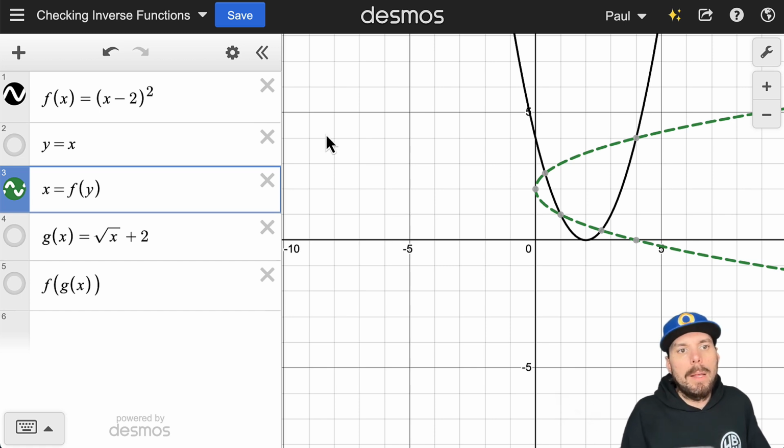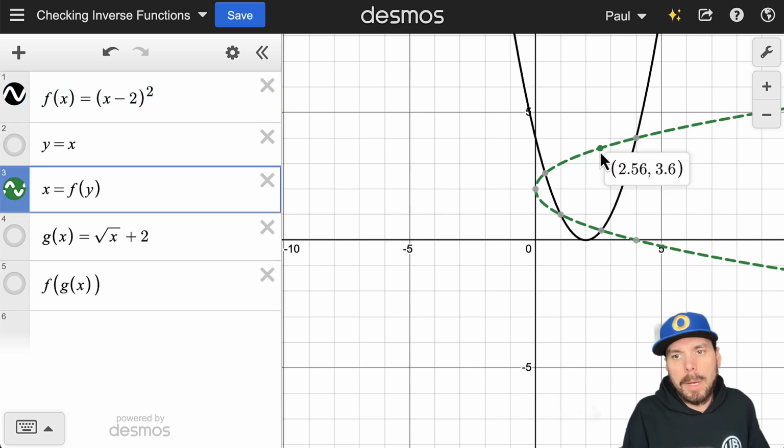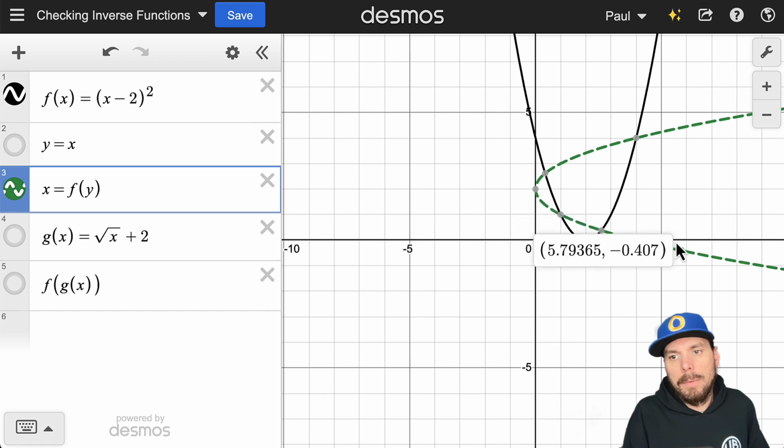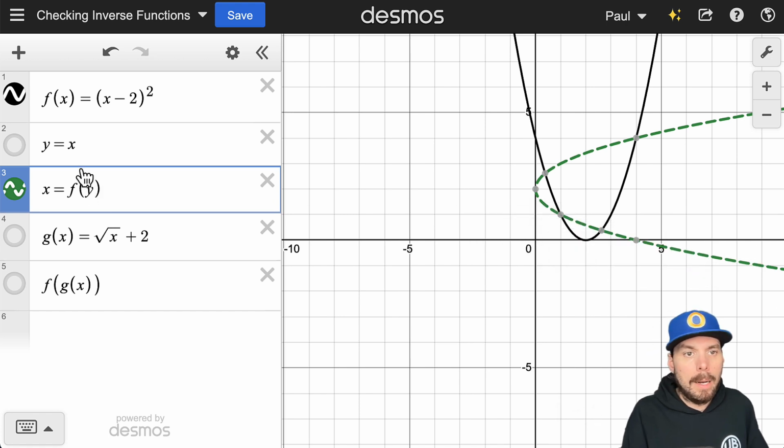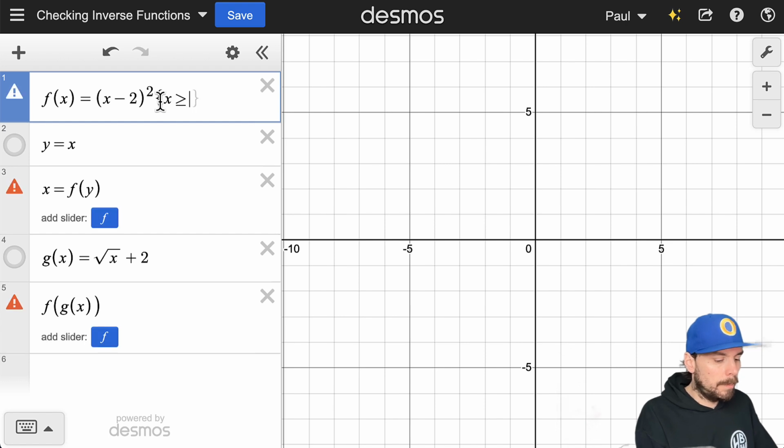And the reason for that is if we were to do the algebra here of reversing x and y and solving, we would find a plus or minus square root. So this is the positive square root up here. This is the negative square root down here. So that's not a function. Hence why we restrict the domain.